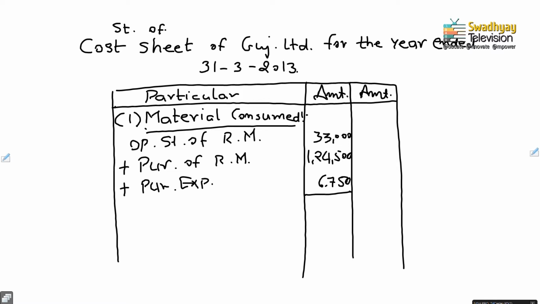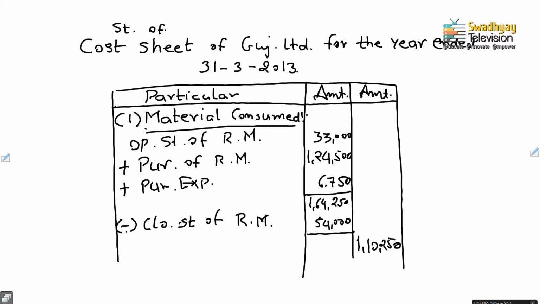After the total, that is 1,64,250, less closing stock of raw material. The closing stock of raw material, that is 54,000 rupees, would be deducted from the 1,64,250.